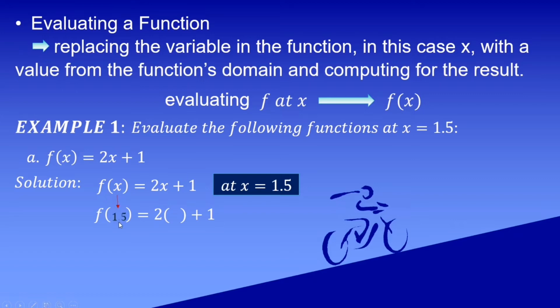So, the value of x is 1.5. Then, the other x is also 1.5. Then, get the product of 2 times 1.5. That is 3. So, write f of 1.5 is equal to 3 plus 1. Then f of 1.5 is equal to 4. So, our given function at x is equal to 1.5 is equal to 4.